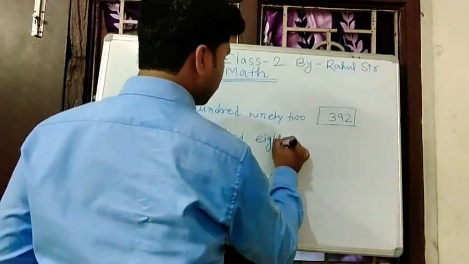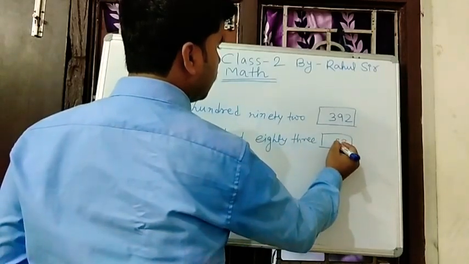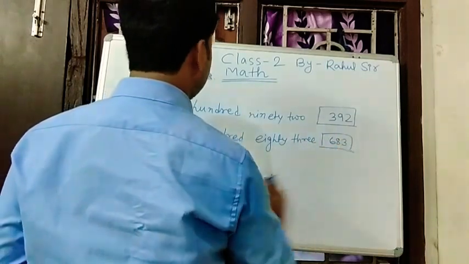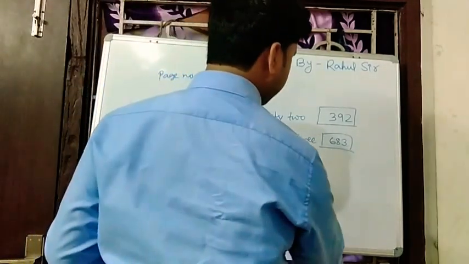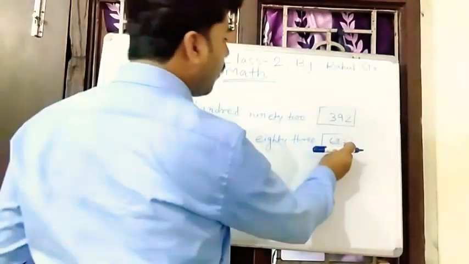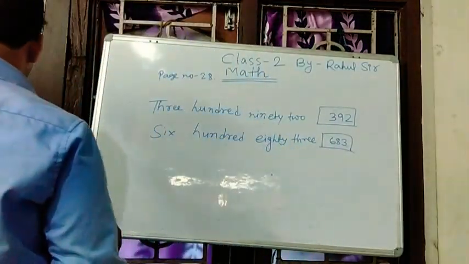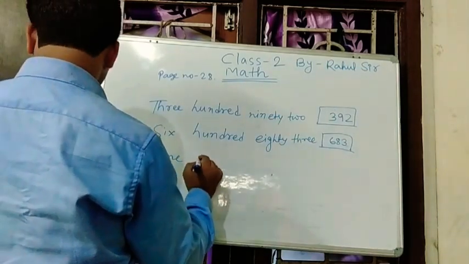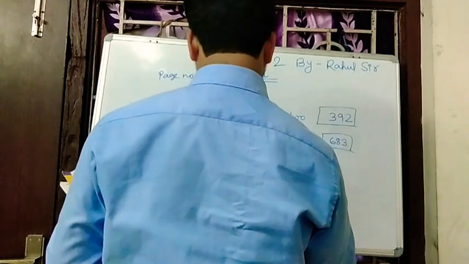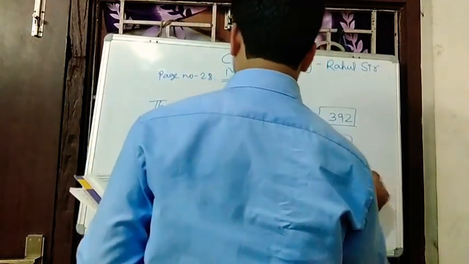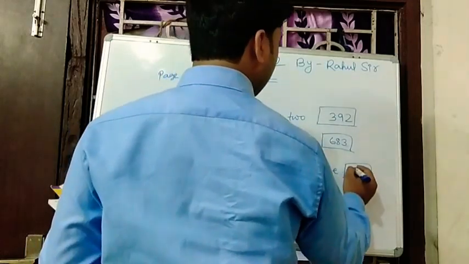683. This is the correct way to know what is the number, what is the actual number. Nine hundred fifty-nine. So we will first write 959.